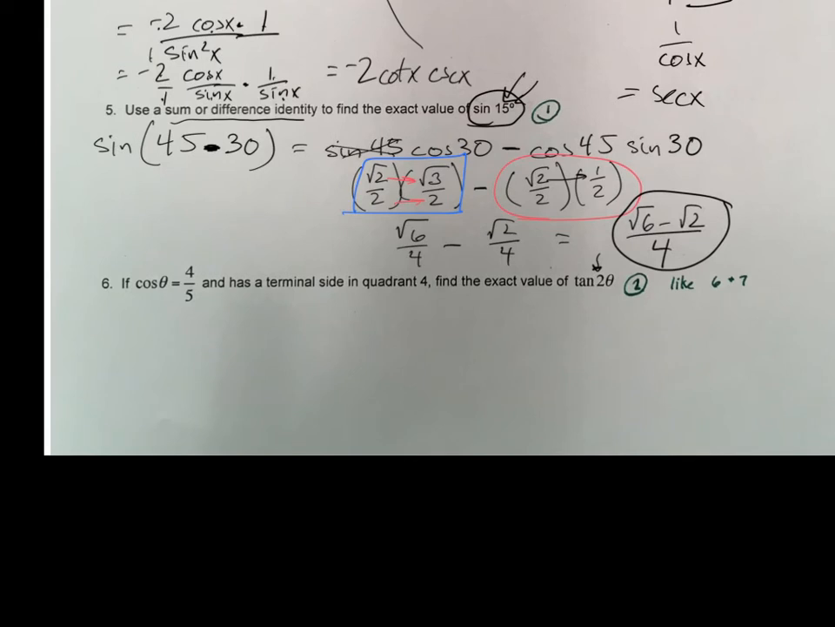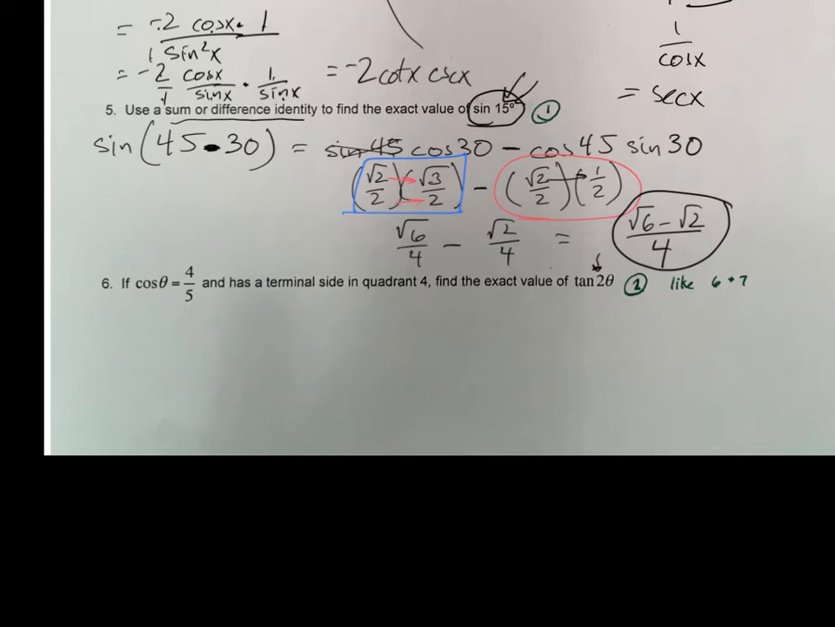Now for number 6, there's 2 questions, and you can see over here to the right side I've written 2 questions, like 6 and 7. So 6 and 7 are both double angle formulas. And there's 2 of them. I think one of them might even be multiple choice, but there's 2 of them.